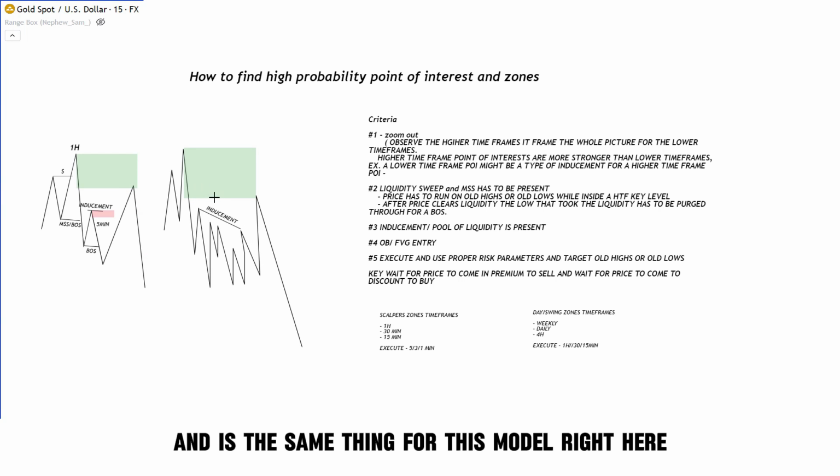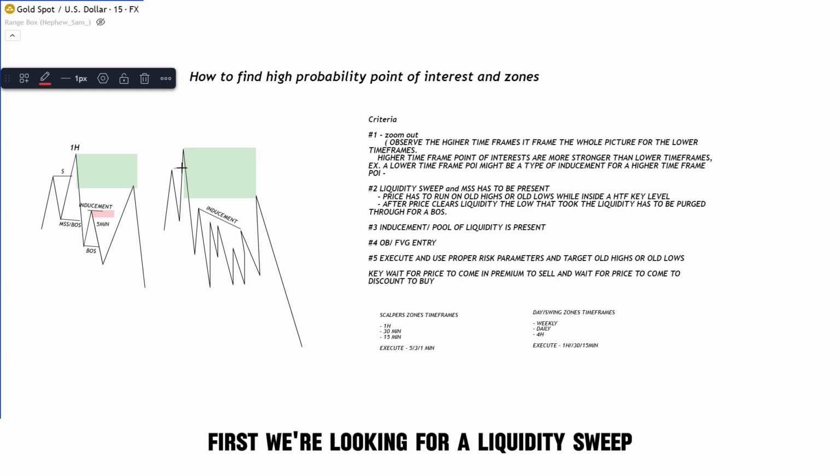And it's the same thing for this model right here. First, we're looking for a liquidity sweep and then a break of structure of the low that did the liquidity sweep.